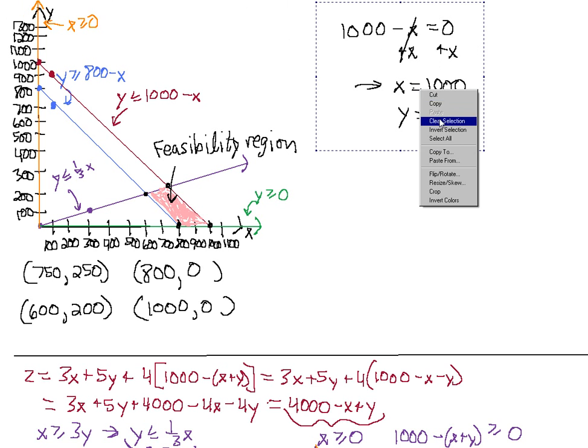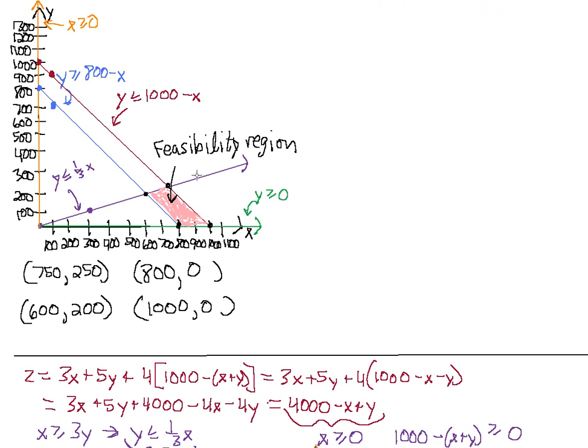So now we have 4 sets of x and y values, or quantities of widget A and widget B, that we can plug in to our optimization equation right here. We plug them in one at a time, and whatever set of values gives us the biggest number when we plug it into this equation, that will be our maximum value. All right, so let's go ahead and do this one first. So we have the points 750 and 250.